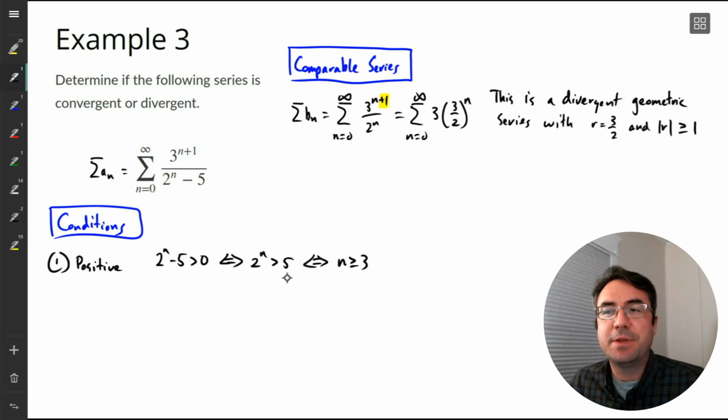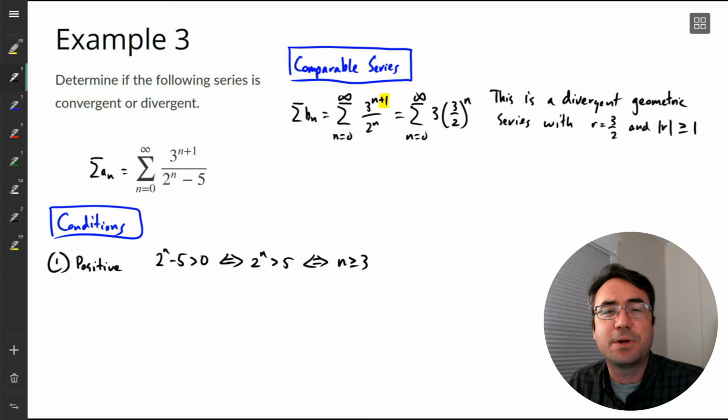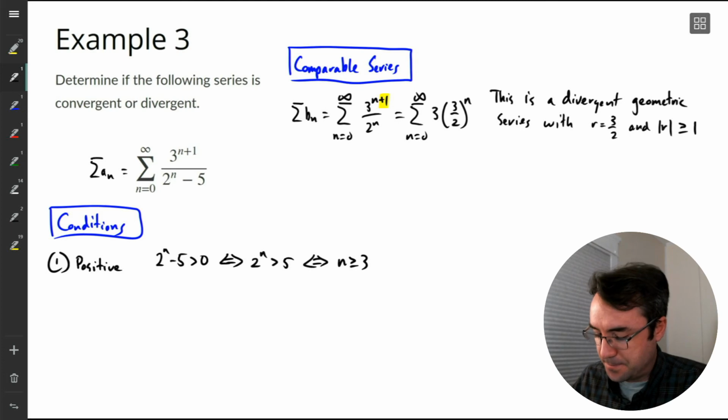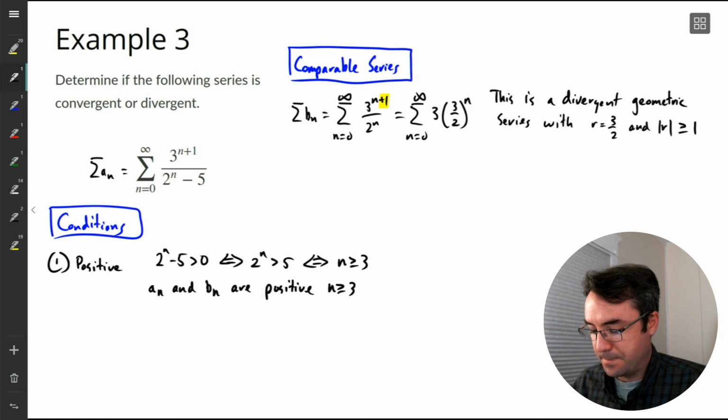So ultimately what happens here is we do hit a point from 3 onward where our terms an are all positive. Same thing for sigma bn. All of the terms are positive. So it's okay. We had to go a little bit further into our terms there, but eventually we do hit a point where the condition is satisfied. So an and bn are positive for n greater than or equal to 3. All right, so that's good.